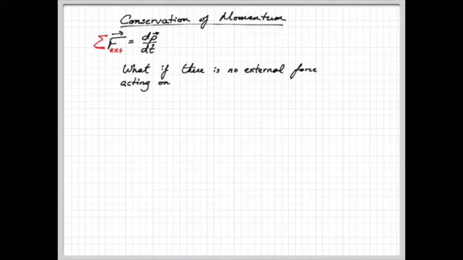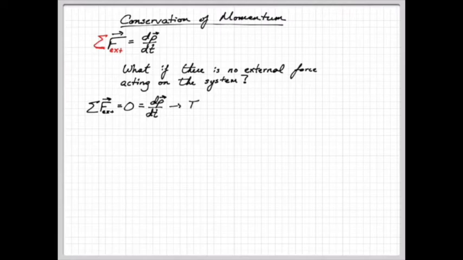What if there is no net external force acting on the system? Okay, well, if we go to Newton's second law, the net external force is now equal to 0. That means the time derivative of momentum must also be 0. Now interpret what that means. Derivatives are rates of change, so this means that the change in momentum is 0.